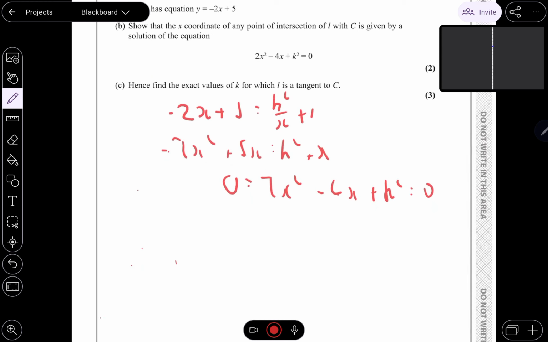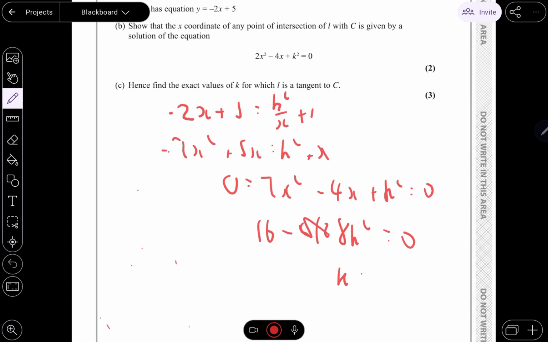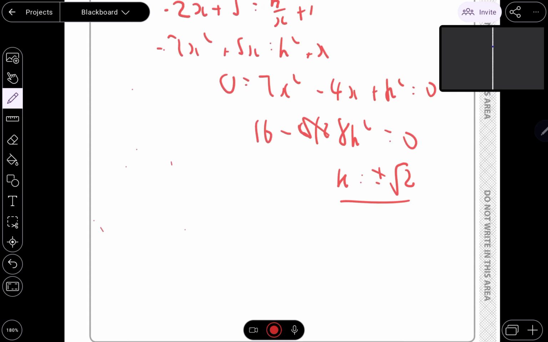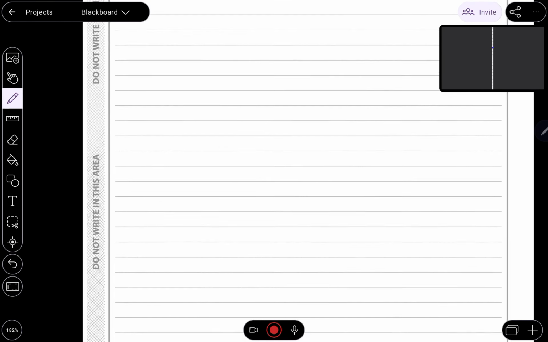Find the exact values of k. This is a tangent, so we need b squared minus 4ac to be equal to 0. So we need 16 minus 4 times 2, so this is going to be 8k squared. We need that to equal 0. So obviously k is equal to plus or minus root 2. And that, I think, is done. Good. Next one.